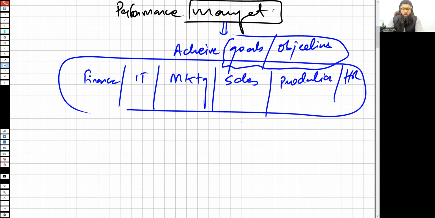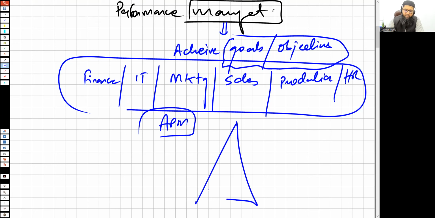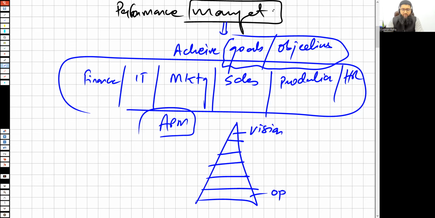The curriculum of the APM is such that it's an integrated type of paper, because when you talk about the vision of the organization and the different levels of the organization, the operational level, etc., the performance goes from the operational level up and up, and ultimately you end up achieving your vision. Whenever we talk about accomplishing the vision of the organization, always remember you go from the bottom to the top. Then you are able to achieve your vision.